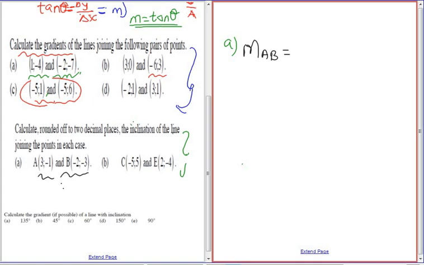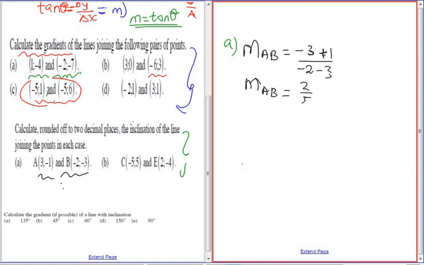So let's go for it. I think calculating gradient is simple. Here I'm already substituting -3 plus 1. I think you're seeing why I'm saying plus 1. That's a 3. And then you have -2 minus 3. So you're seeing that the gradient of AB, between those 2 points that we were given, is equal to 2 over 5.